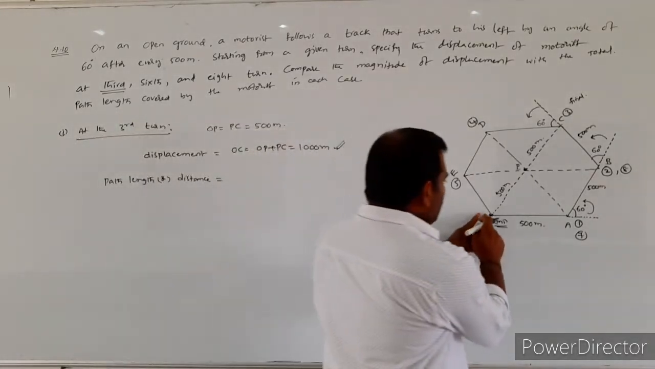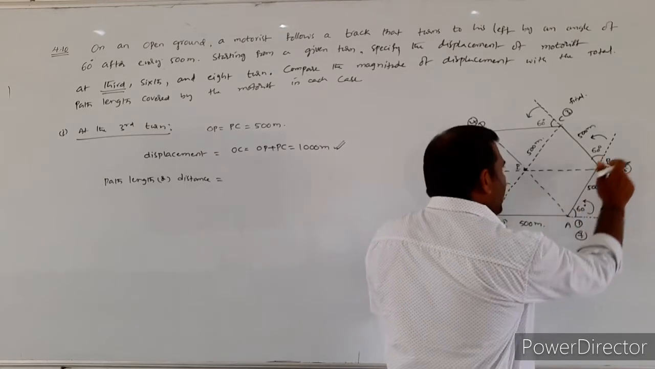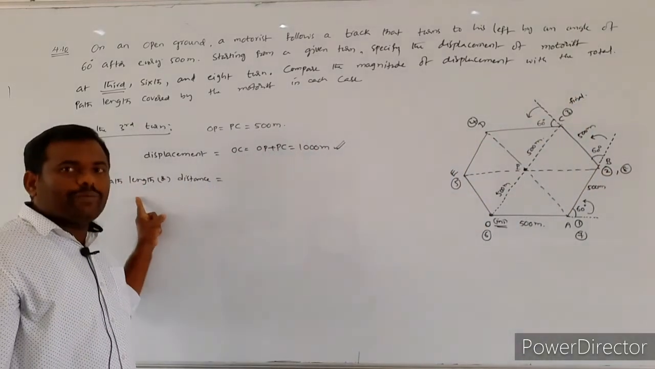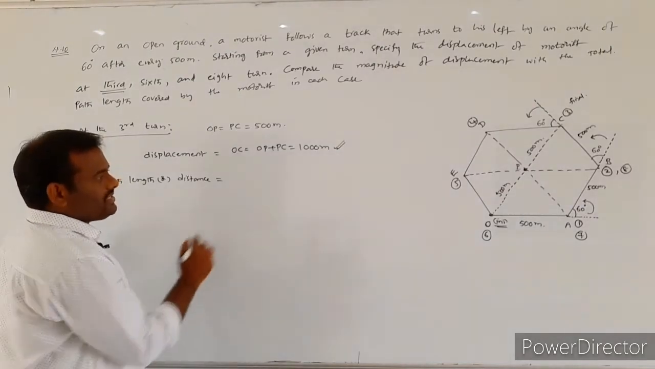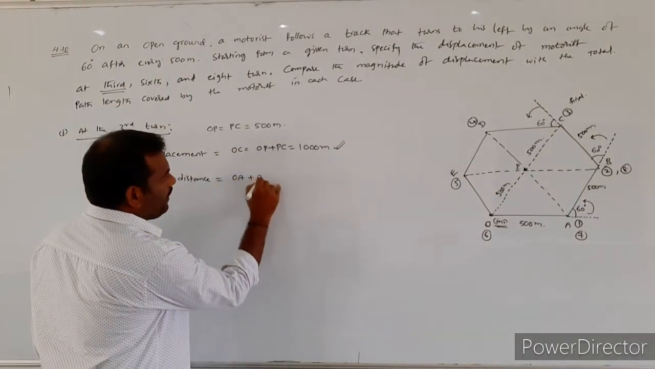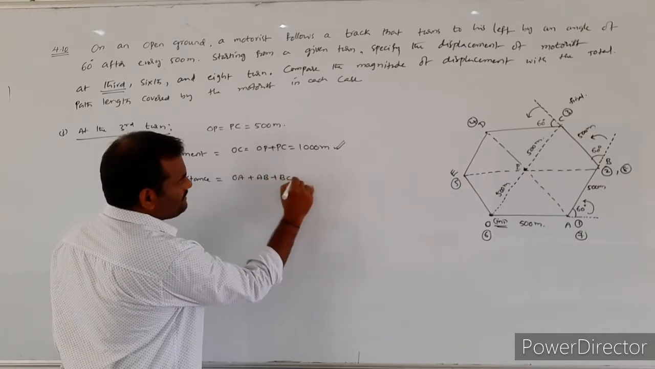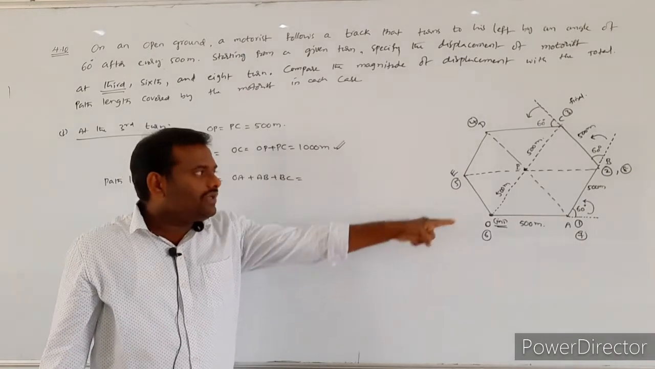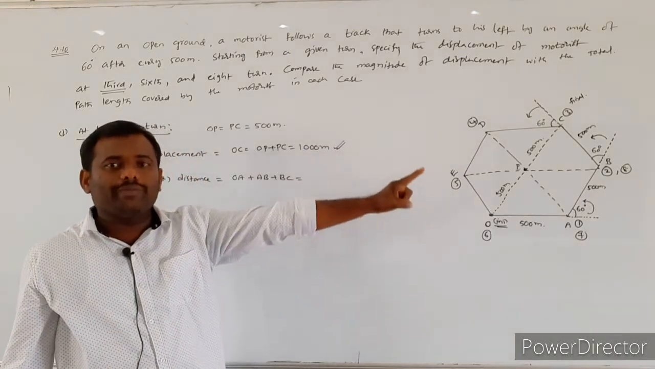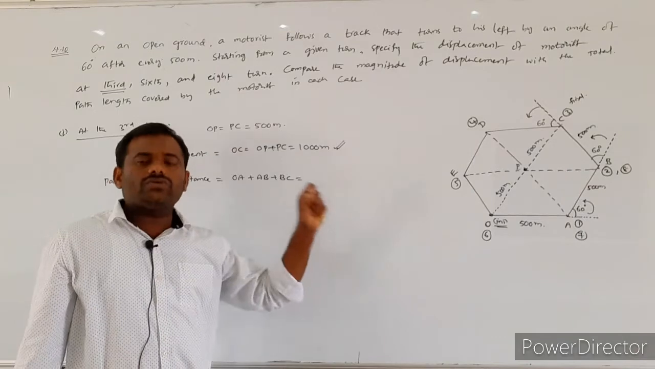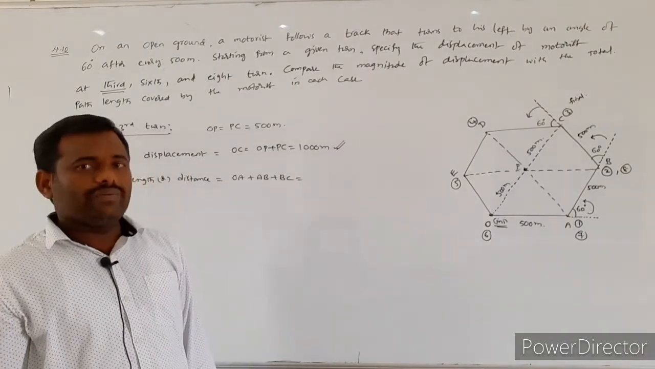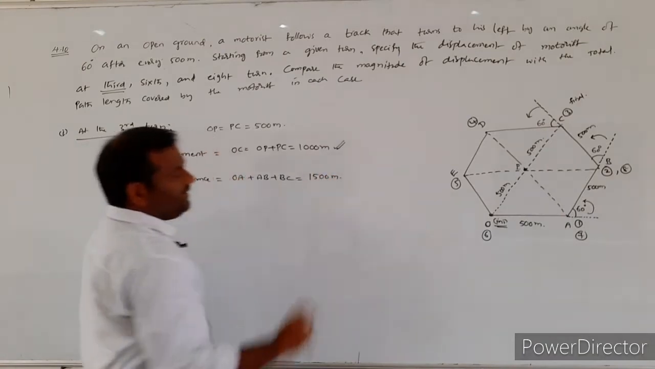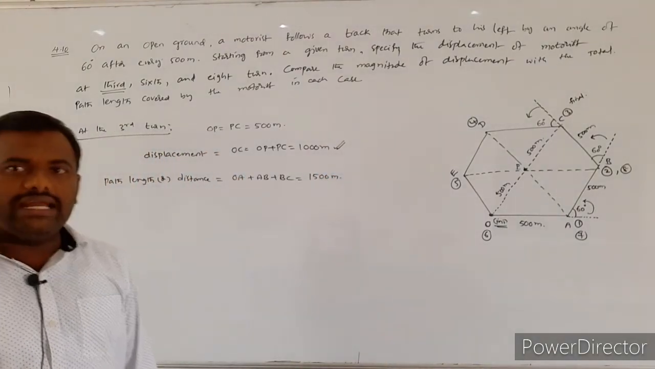From the diagram, he will be traveling from O to A to B and B to C, so that the actual length covered by the cyclist or motorist is equal to OA plus AB plus BC. This value is nothing but the path length covered by the motorist. It is also equal to the distance covered by the motorist. So simply this value is equal to 1500 meters.